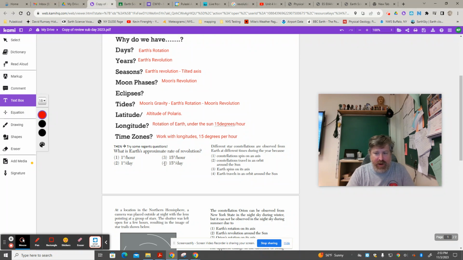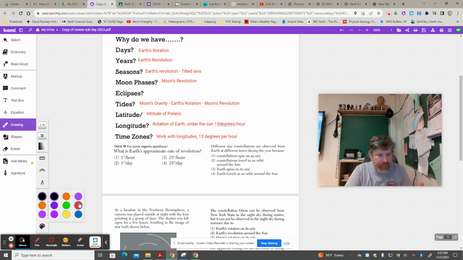What is Earth's approximate rate of revolution? Now I took these from the most recent five Regents, so maybe six, so that's about two years of Regents. This rate of revolution one was on almost all of them. I couldn't believe it. So that was one of the numbers in the review sheet today that I said we should stick in our head. And it is 1 degree per day. We go 360 degrees of longitude in that trip every 365 days, so it's about a degree a day.